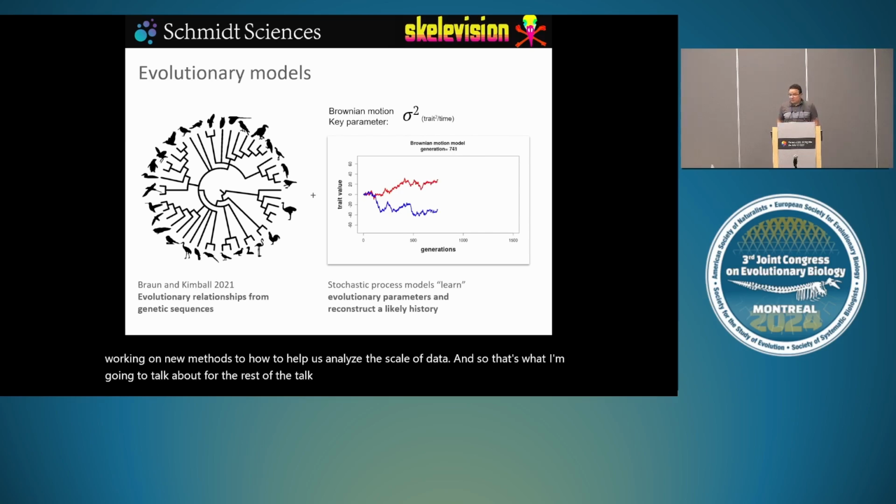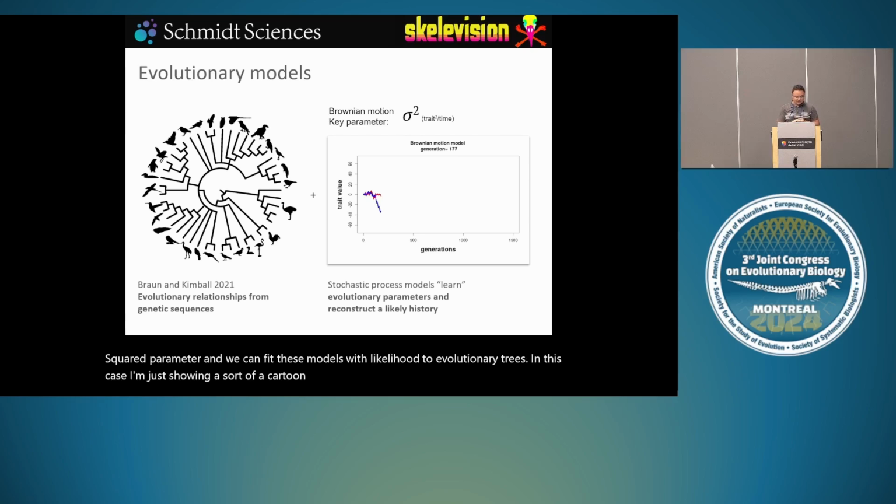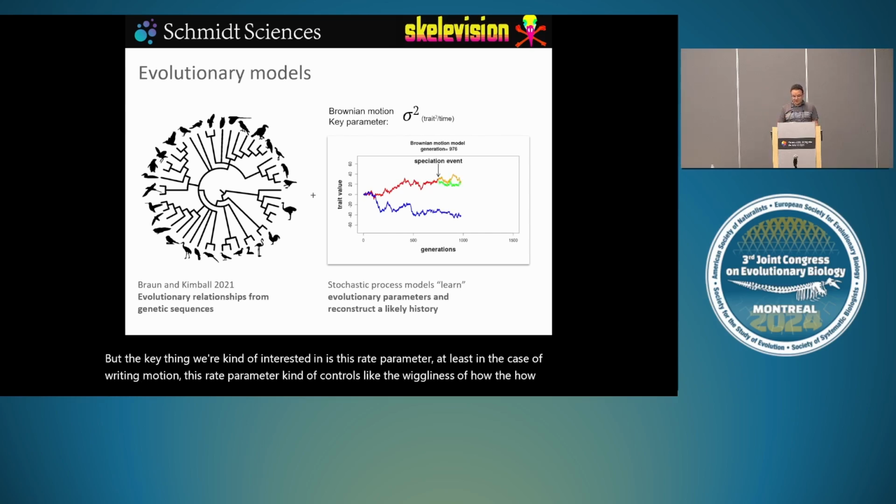So typically when we fit evolutionary models like Brownian motion, we're interested in estimating evolutionary parameters like this sigma squared parameter, and we can fit these models with likelihood to evolutionary trees. In this case, I'm just showing a cartoon of an avian tree. But the key thing we're interested in is this rate parameter, at least in the case of Brownian motion. This rate parameter controls the wiggliness of how the trait varies through time, and you can estimate that parameter from the data.